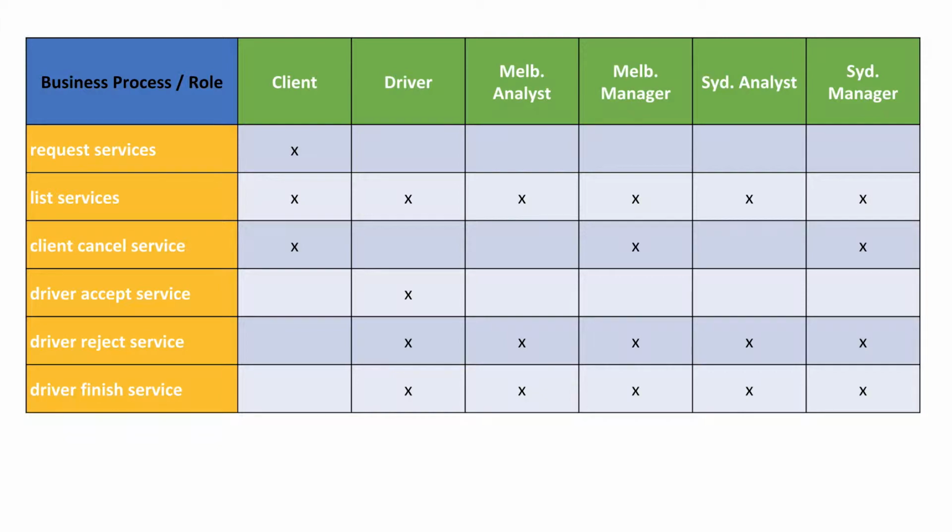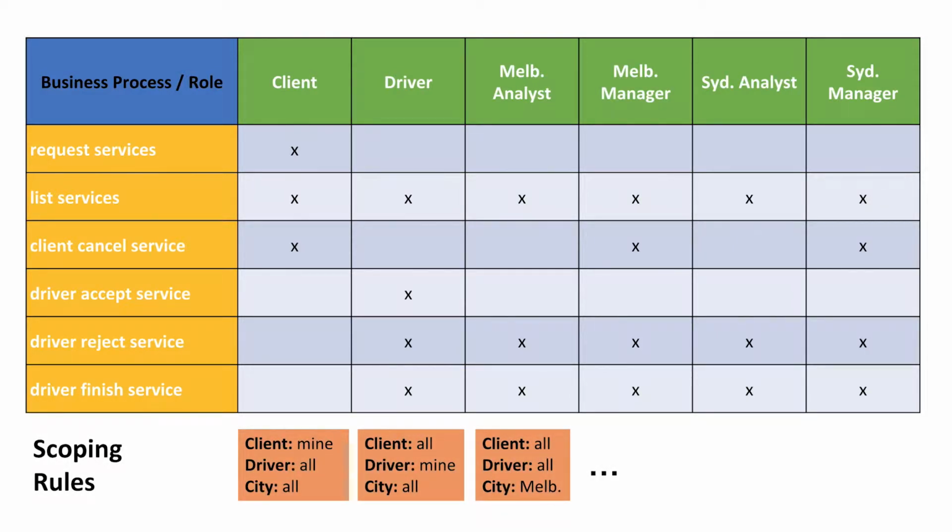At this point, the permissions are fully defined, but still, nothing accounts for rules like Melbourne analysts should only be able to act on services from Melbourne. This is where the scoping rules come into play. Scoping rules enable roles to execute their business processes over certain resources. For example, the Melbourne analyst role needs these 3 scoping rules to enable it to use its business processes on resources associated with the city of Melbourne, regardless of the client and the driver.